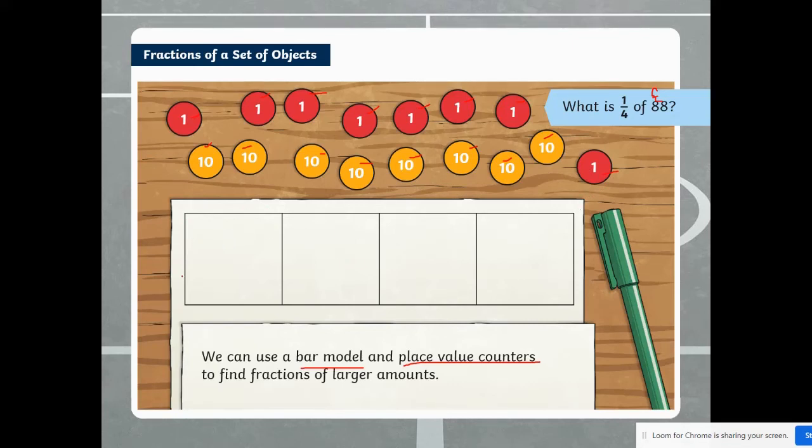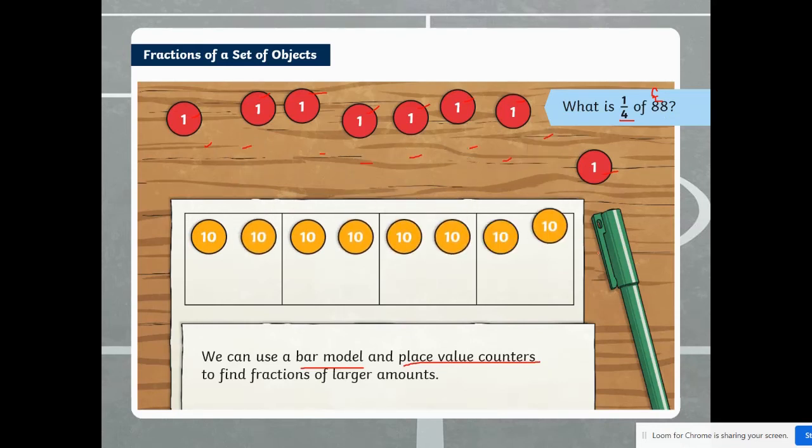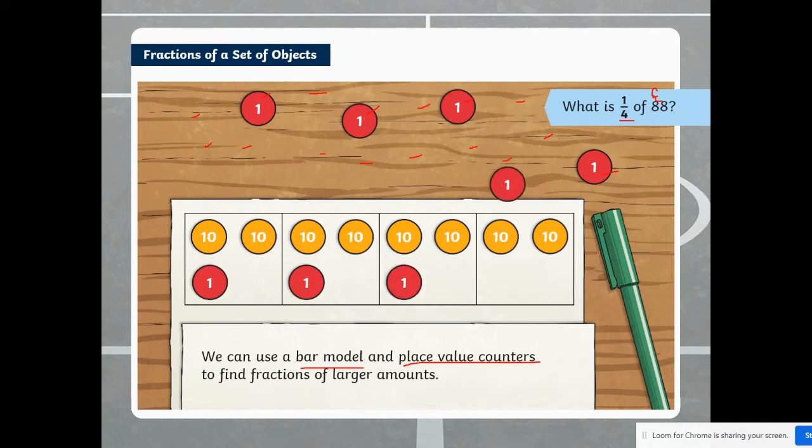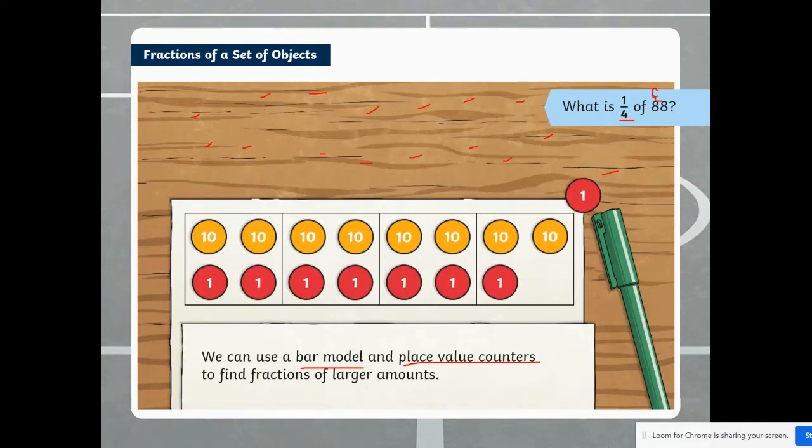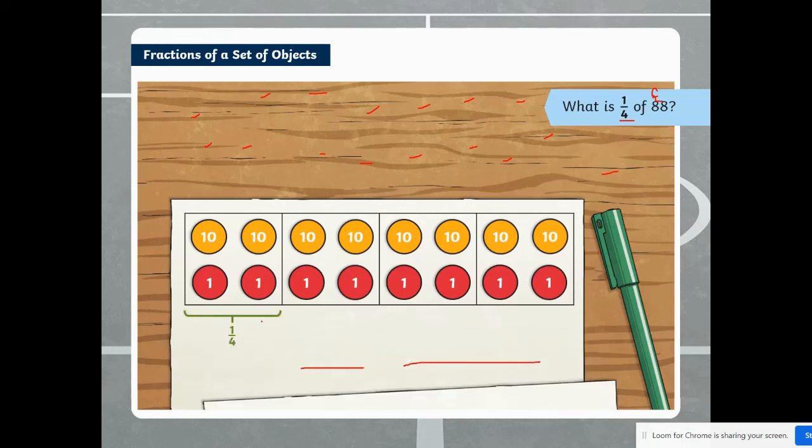If you notice, this bar has been divided into four parts because we have to find out quarter of this amount. Alright, one part is a quarter. So let's count 10, 20, 21, 22. So quarter of 88 is 22.